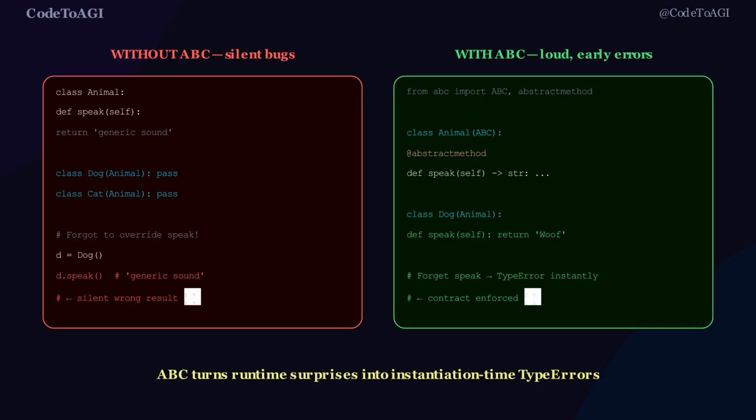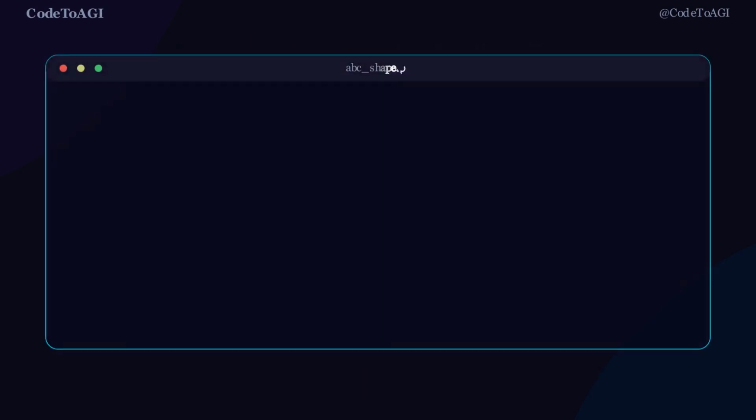Now look at the right card with ABC. We import ABC and abstractmethod. Animal inherits from ABC and marks speak as abstractmethod. Now, if Dog forgets to implement speak, Python raises a TypeError at instantiation time, not later. You cannot even create a Dog object without implementing all abstract methods. ABC turns silent bugs into loud, early errors. That is the contract. Let's write your first abstract base class.